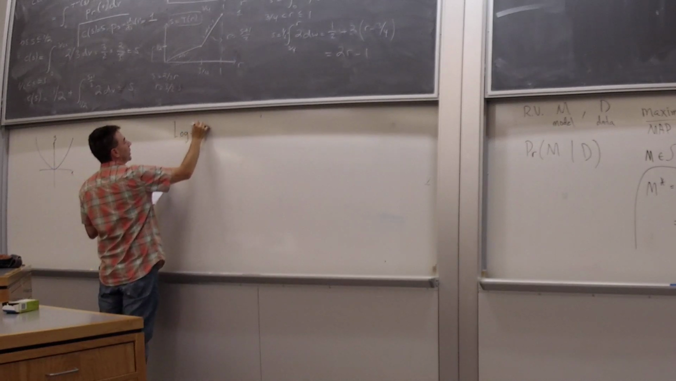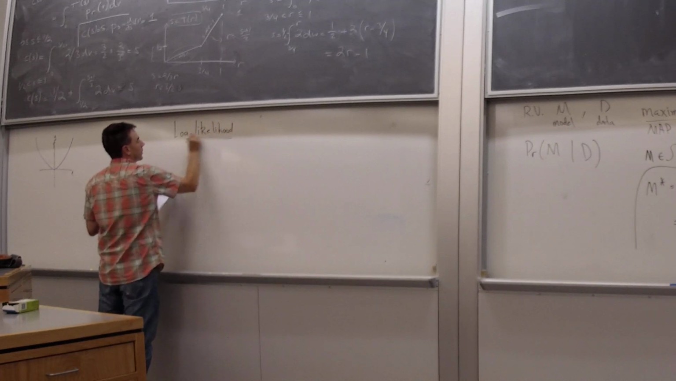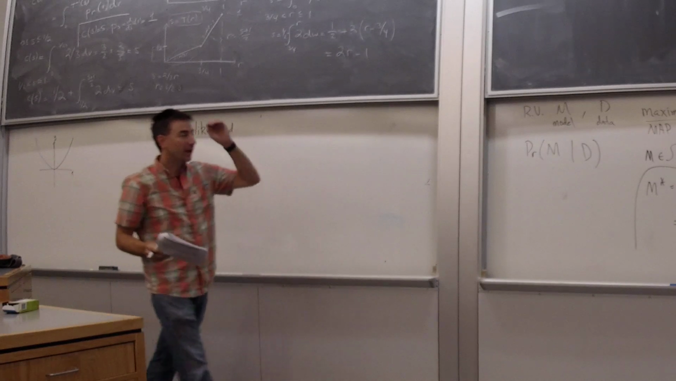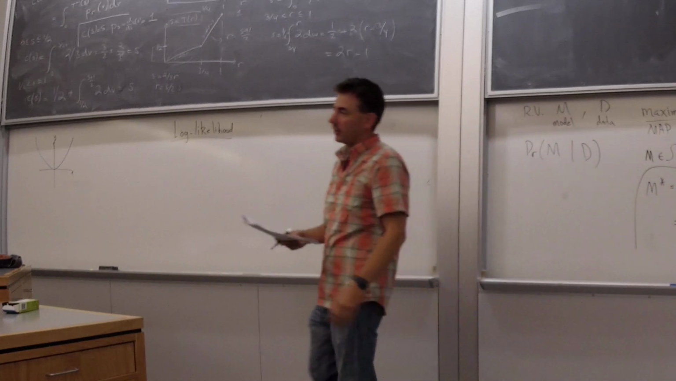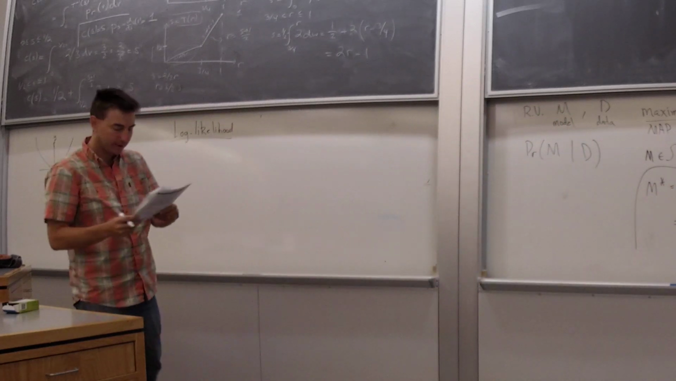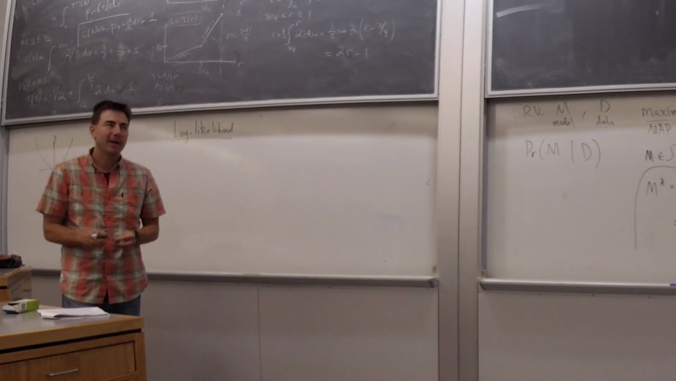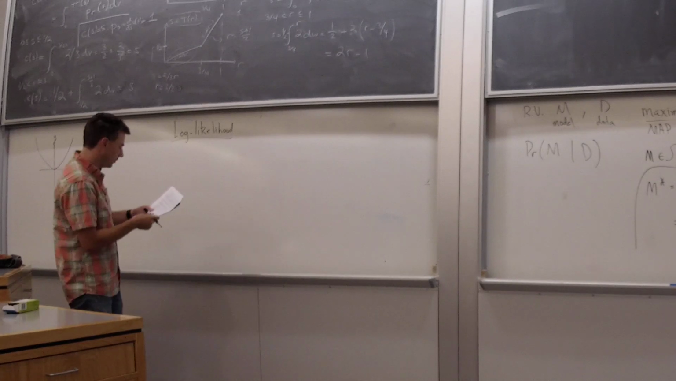Let's talk about something called a log likelihood. This will be a simple transformation that relies on the fact that we're using this argmax estimator. That'll make calculations easier, both from the standpoint of actually doing them in practice and also for numerics.